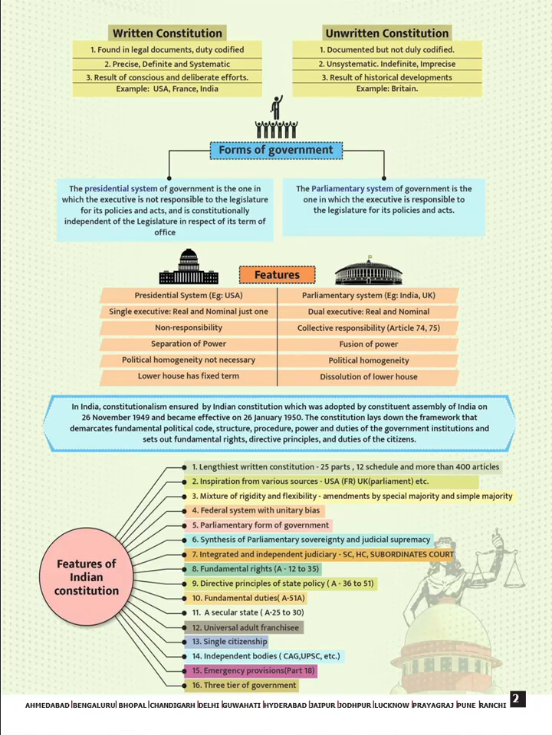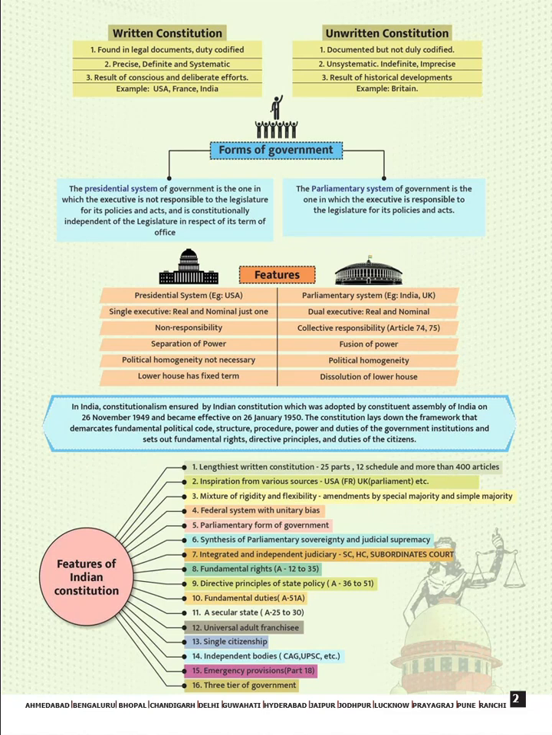So forms of government, how is the government formed? There are two specific points. The presidential system of government is the one in which the executive is not responsible to the legislature for its policies and acts, and is constitutionally independent of the legislature in respect of its term of office. Our second point: the parliamentary system of government is the one in which the executive is responsible to the legislature for its policies and acts.